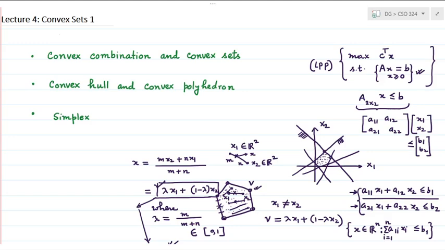Hello, my dear students. The topic of discussion of this lecture are the topics which we left over on the last lecture, lecture number 4, where I was planning to cover these three topics: convex combination and convex sets, then convex hull and convex polyhedron, and afterwards the topic of simplex. But I could not do the last two. So, in today's class, we will start our discussion with the topic of convex hull and convex polyhedron.